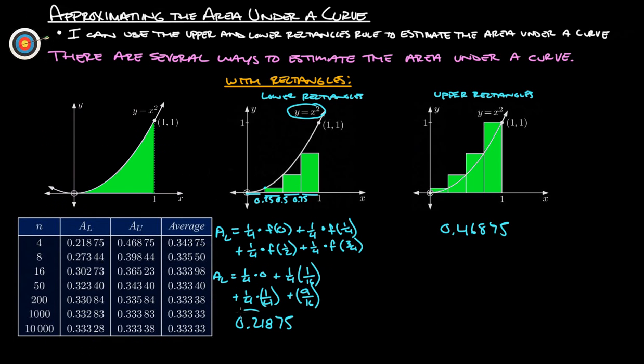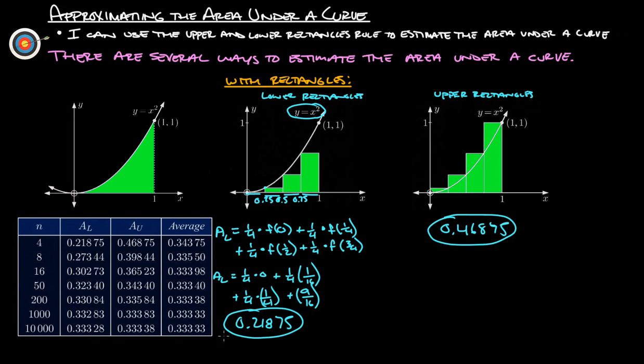Okay, so here's our lower rectangles, here's our upper rectangles, and if you look over here, we broke this into 4 equal pieces. Our lower rectangle area was this, the upper rectangle area is this, 0.46875. If we add those two together and divide by 2, we get an average of 0.34375. Okay, now what the rest of this table is basically saying is, let's say instead of breaking this into 4 equal pieces, what if we broke this into 8 equal pieces?